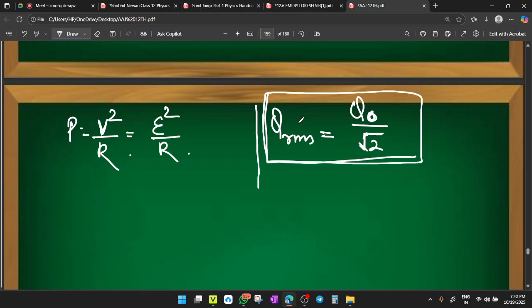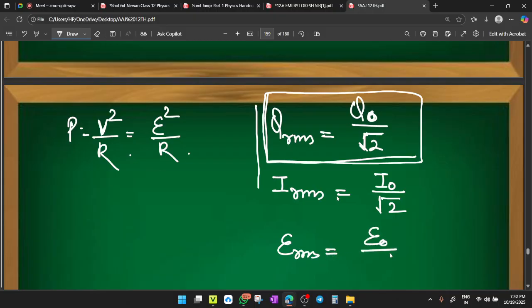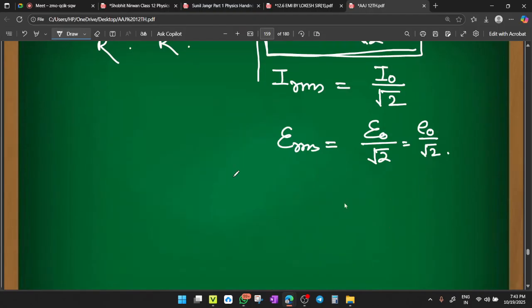Clear? Yes, the RMS value of any quantity is equal to the peak value of that quantity divided by root 2. So if you're talking about IRMS, the RMS value of current, it will be the peak value of current divided by root 2. If you're talking about ERMS, the RMS value of electromotive force, that is equal to peak EMF divided by root 2. It is also written as E naught by root 2. Clear? Now VRMS equals V naught by root 2. Clear?